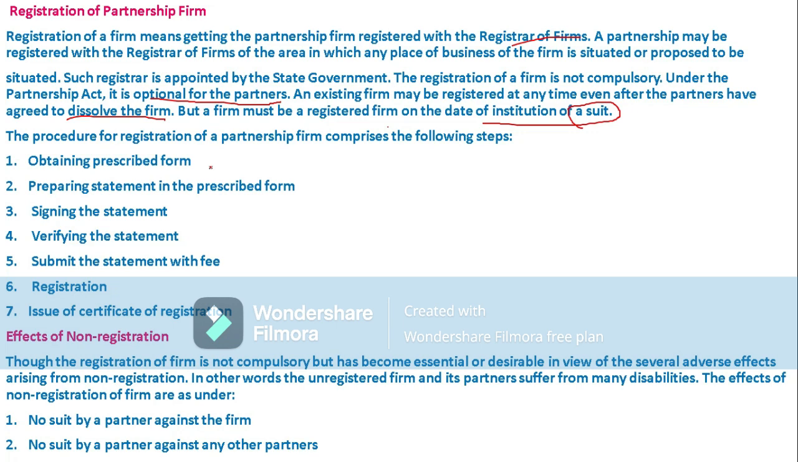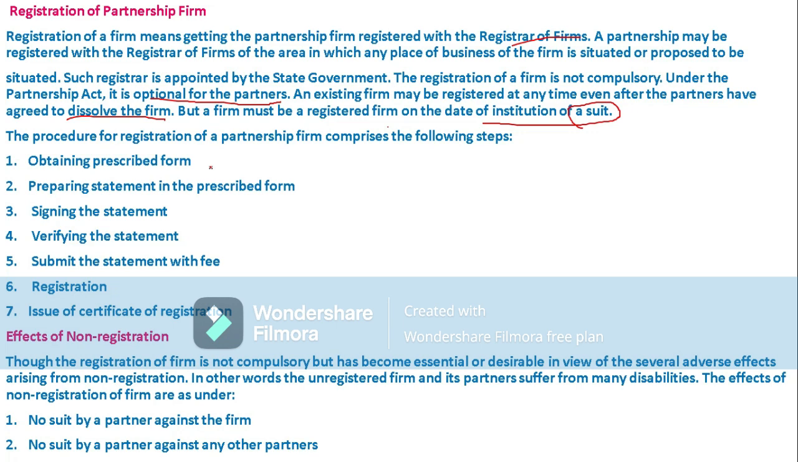So a prescribed form, like an application form, like Form 1, has to be filed to the registrar of firms of the state in which the firm is situated, along with prescribed fees. It has to be signed and verified by all the partners or their agents. The application form, which is Form 1, can be obtained from the registrar of firms' office, or it can be downloaded from the respective state's registrar of firms' website.